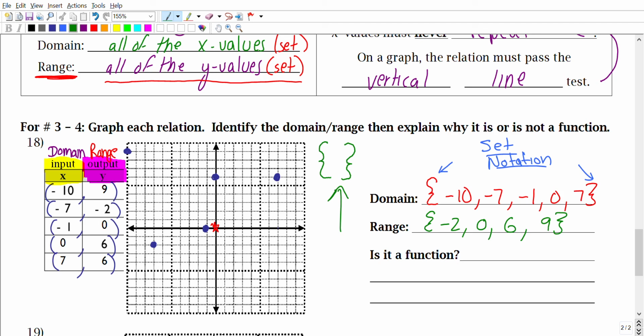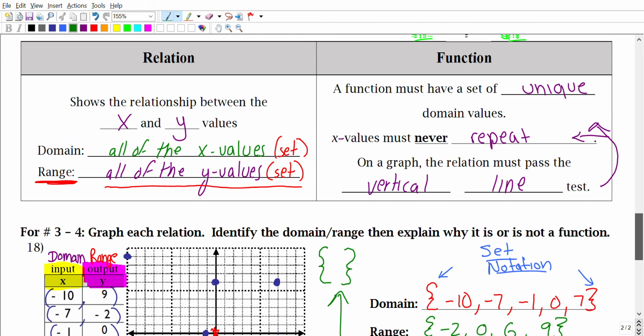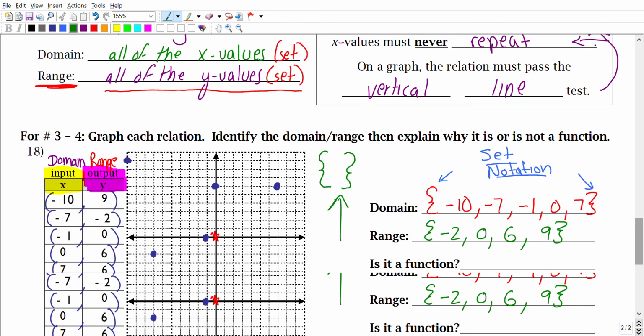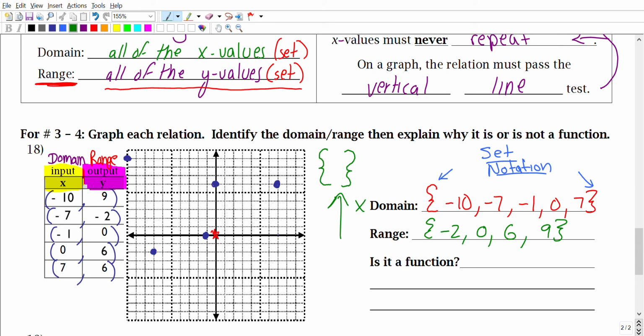So the next thing is, is this relation a function? So you guys have to think about that. The way we found out whether or not this is a function, I'm going to scoot up for a second. It says a function must have a set of unique domain values. In other words, the x values must never repeat. So let's look. Our domain values, so my x values here, did they repeat? Did -10 repeat? Did -7 repeat? No. -1, 0, 7. No, none of them repeated.